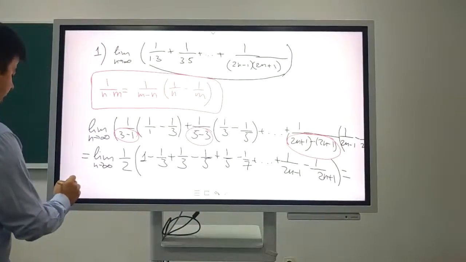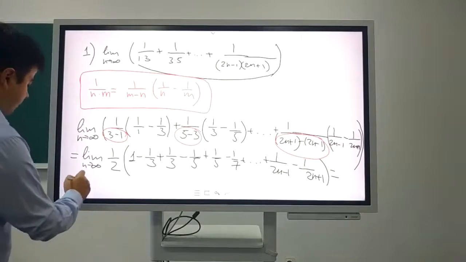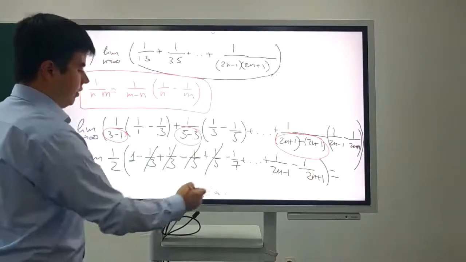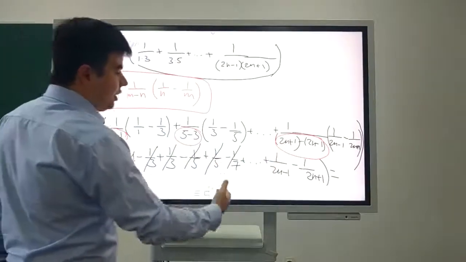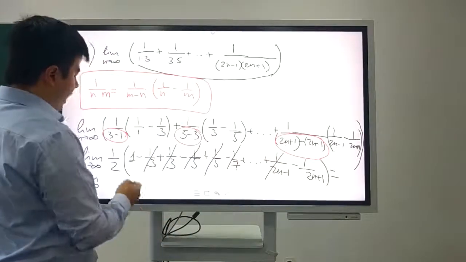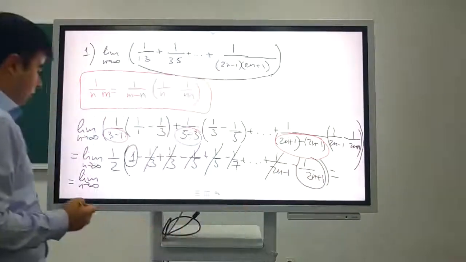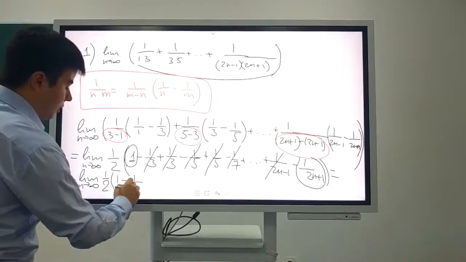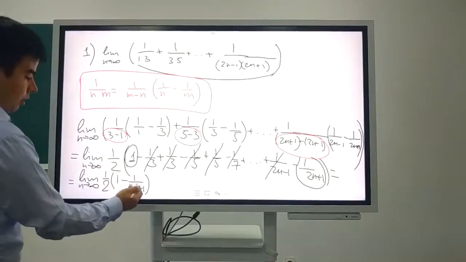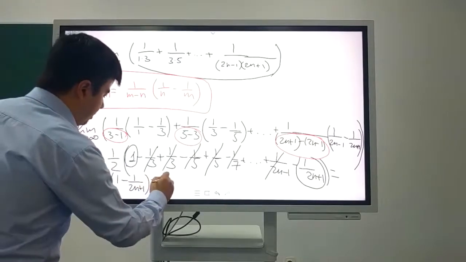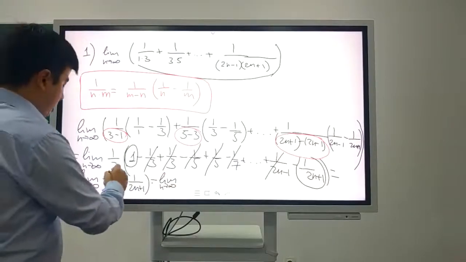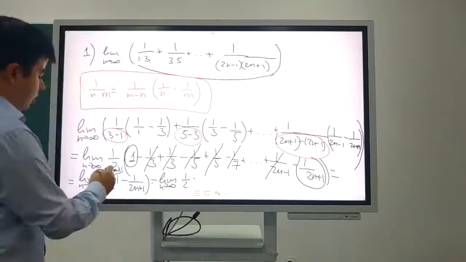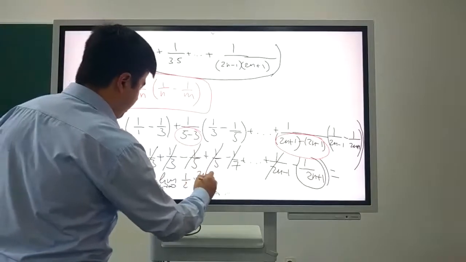So now we have the next one, limit n tends to infinity. So they are cancelled. Look here, minus 1 over 3 plus 1 over 3, minus 1 over 5 plus 1 over 5, and we can continue this process till the last one. So we have just the first one and the last one. So now the next one is 1 over 2 in the bracket 1 minus 1 over 2n plus 1. So we can compute it now. Giving a common denominator 2n plus 1, we have 1 over 2 times (2n plus 1 minus 1) over (2n plus 1). So it means 2n over 2n plus 1.